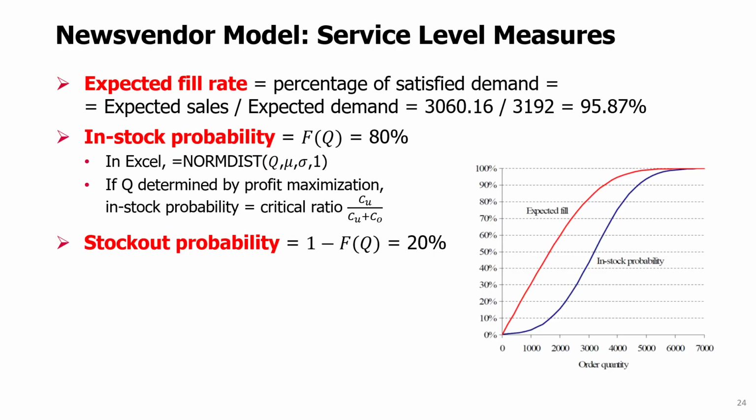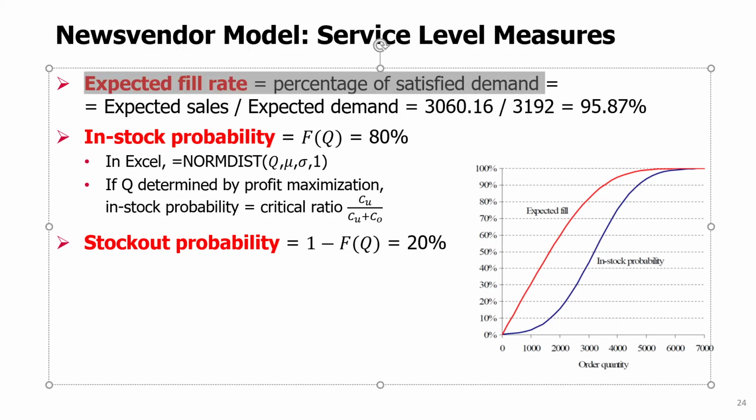The Newsvendor model service level measures. So if we calculated a quantity, for example, when we maximize the profit, we calculated the order quantity, we can now evaluate what kind of service this quantity will deliver. And there are two measures we can look at. One is expected fill rate, which is the percentage of satisfied demand. And another is in-stock probability, that is the probability of being in stock throughout the whole season in which we are selling the product.